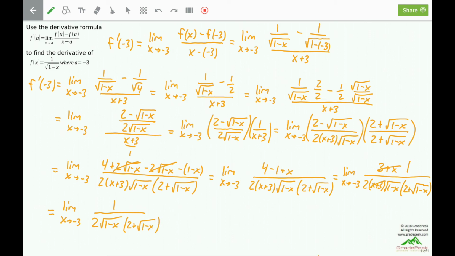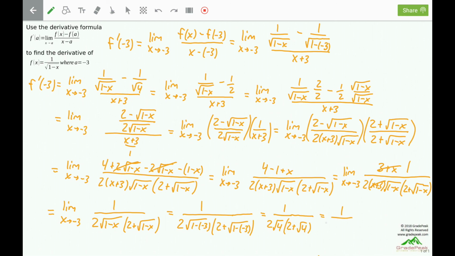And we can plug a negative 3 in for the remaining x's since we no longer have the 0 over 0 indeterminate form. That will give us 1 over 2 times the square root of 1 minus a negative 3, and then 2 plus the square root of 1 minus a negative 3. This is going to be 1 over 2 times the square root, 1 minus a negative 3, 1 plus 3 is a 4. So this will be the square root of 4. And then this will be 2 plus the square root of 4.